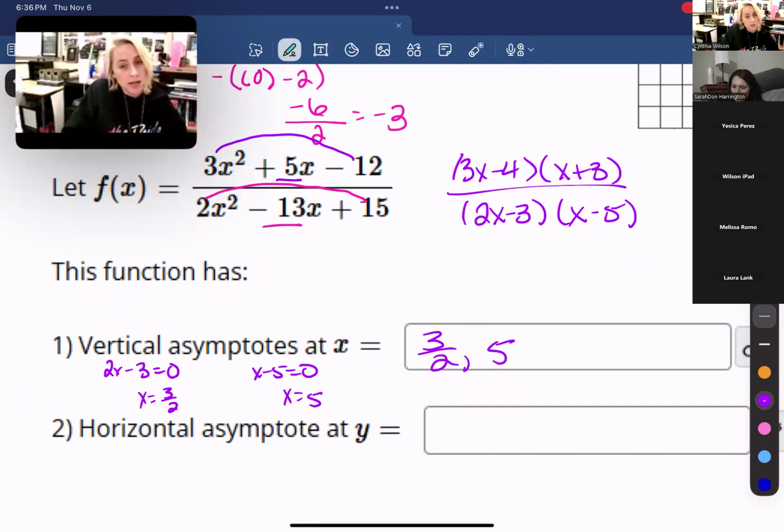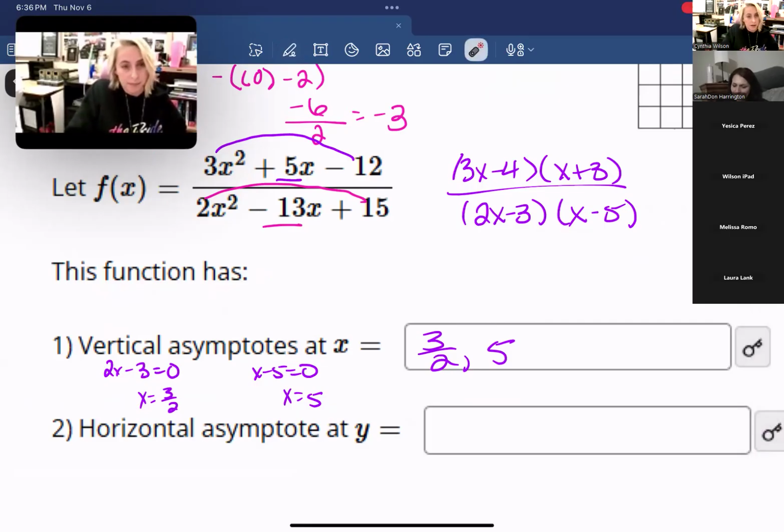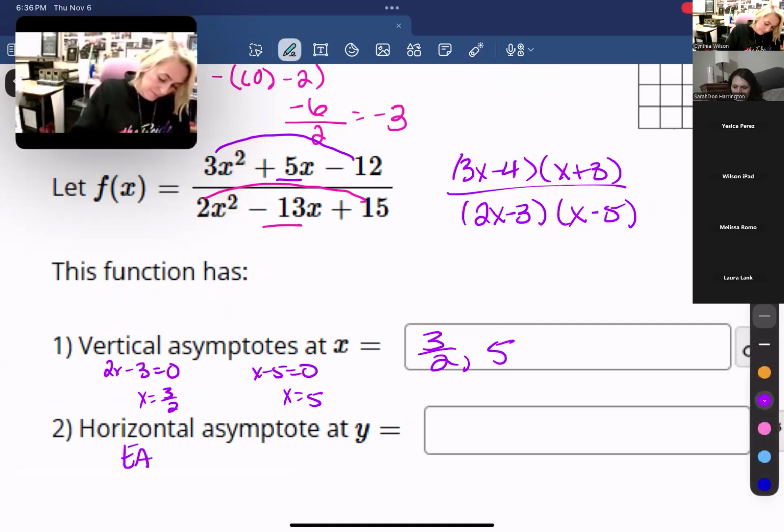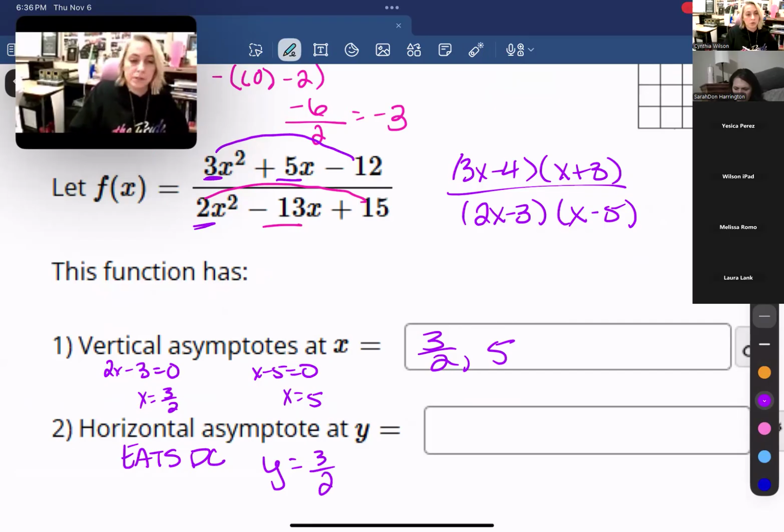For horizontal asymptotes, that's based off degree. Remember, bubble bottom ECC. Bigger on bottom 0, so we're looking for the degrees. The degrees are 2. It's not bigger on bottom, it's not bigger on top. This is an ECC. So we're going to take the leading coefficients, 3 and 2, and divide them. So horizontal asymptote is at y equals 3/2.